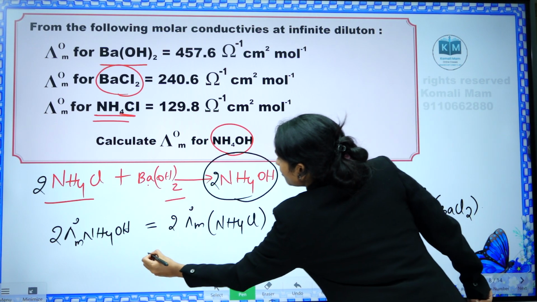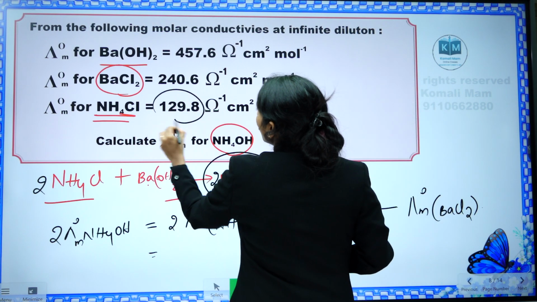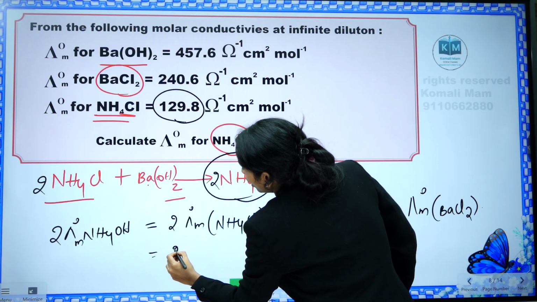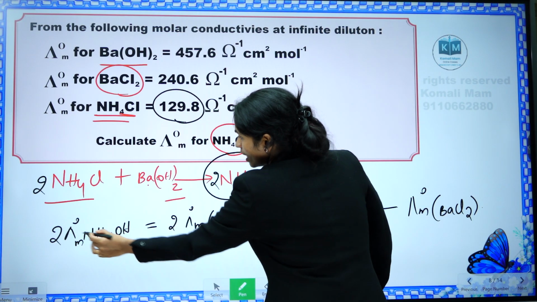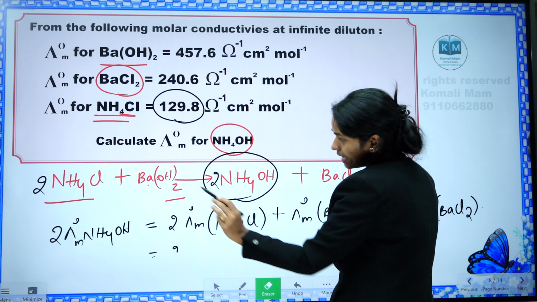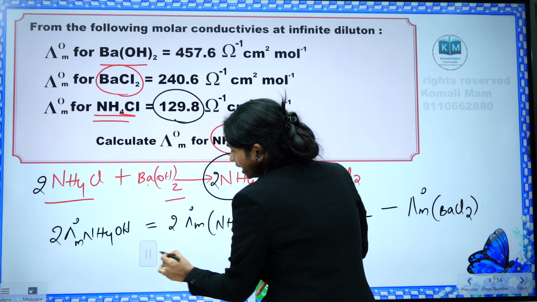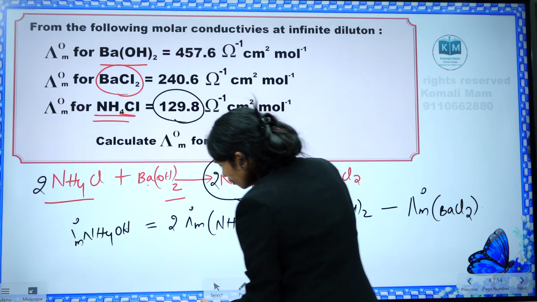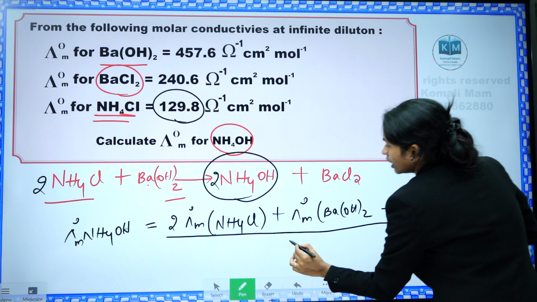Now write the values. This value, how much? Ammonium chloride, 120. If this 2 comes to this side, it will divide, right? If this 2 comes entire, see how I am writing. The same reaction, next step I should write, but I don't have space, so I am writing here only. This 2, I am moving to my right hand side. Here, 2.